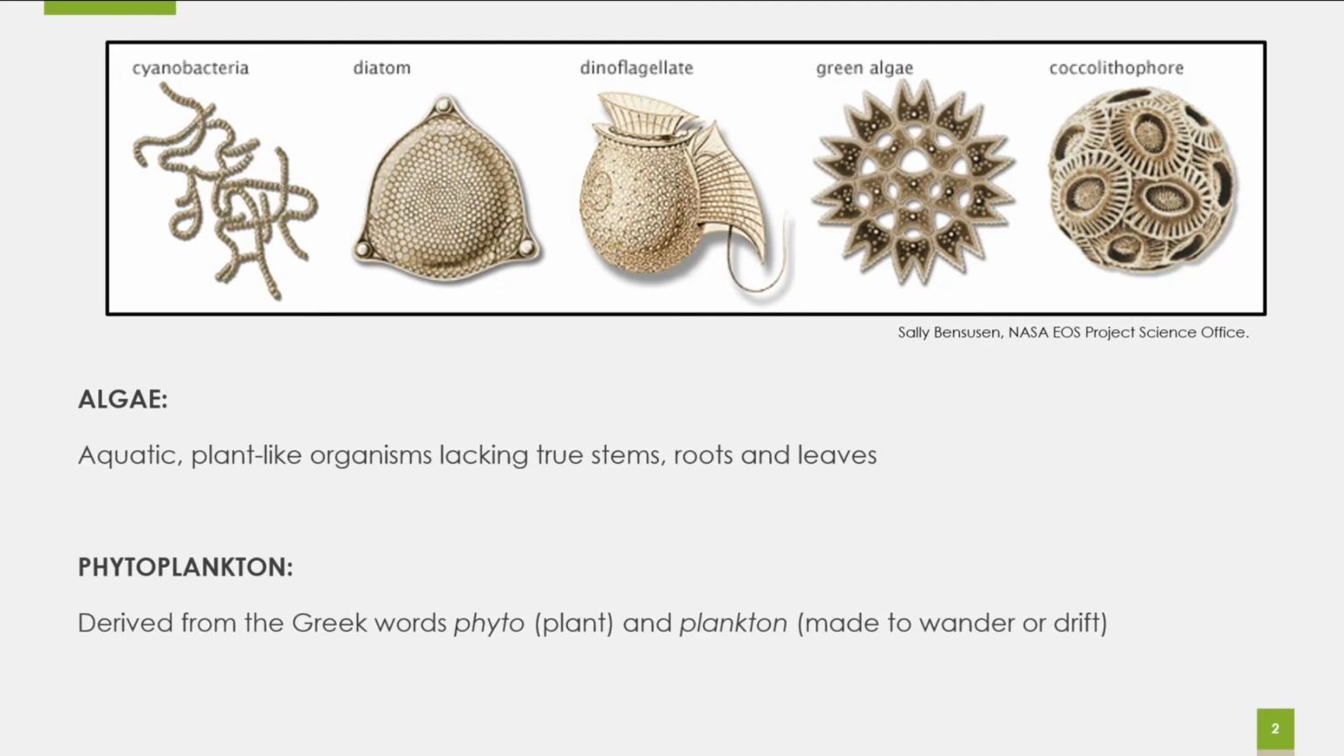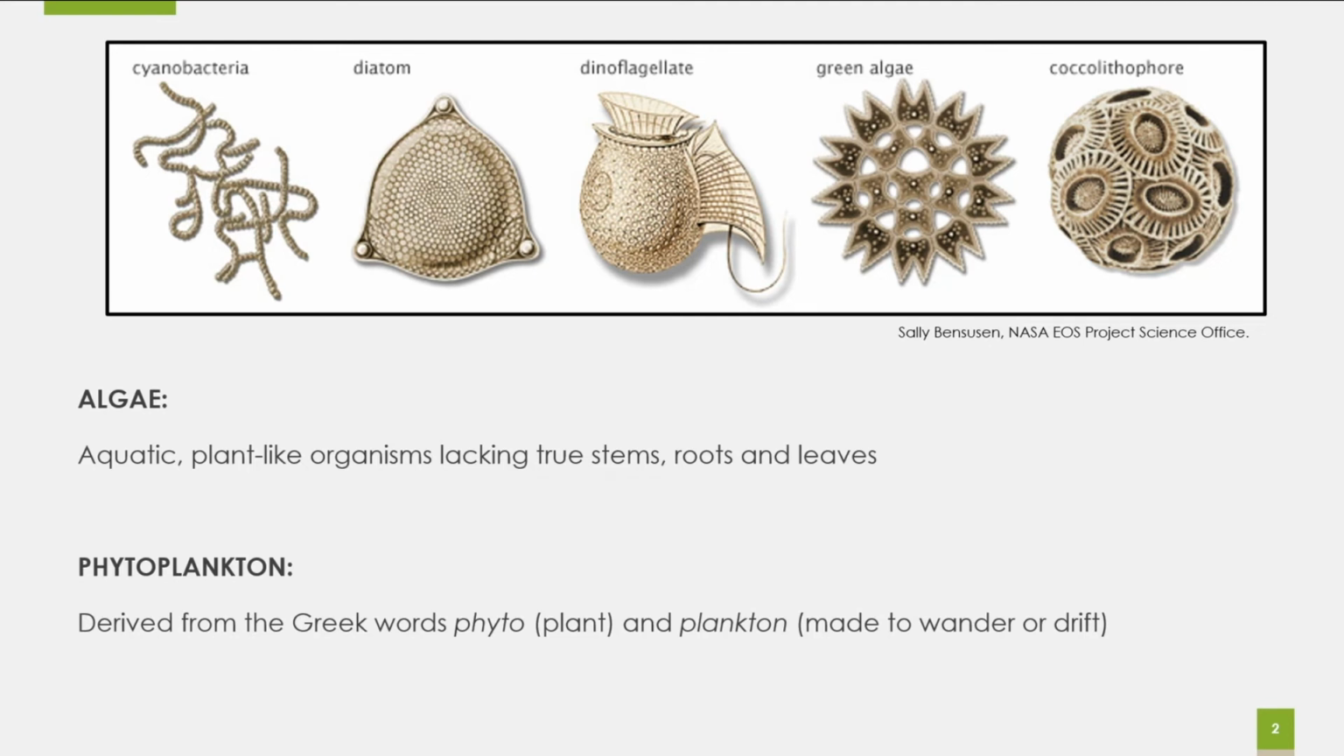Marine phytoplankton are mainly comprised of microalgae known as dinoflagellates and diatoms. It also consists of photosynthesizing bacteria, which Amanda will discuss, cyanobacteria, as well as green algae, and these armored, I'm not even going to try and pronounce that, coccolithophores. So those are the basics of what is algae and what is phytoplankton.